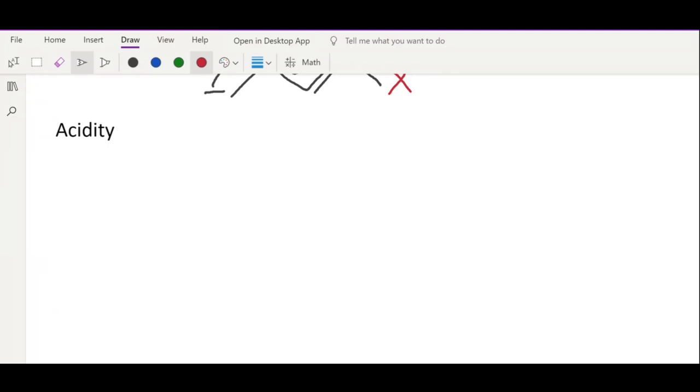My favorite way to teach acidity is through a practice problem. Give me 1 second to bring that out. All right. So I'm going to draw.